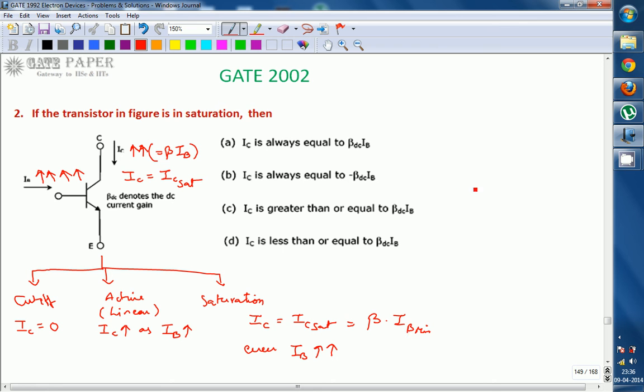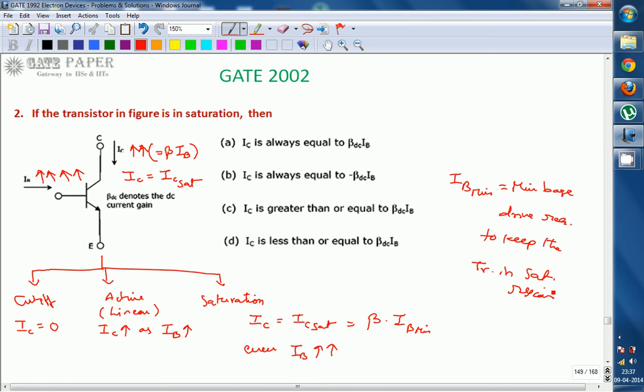IB minimum can be defined like this: it is the minimum base drive required to keep the transistor in saturation region. That is called IB minimum.